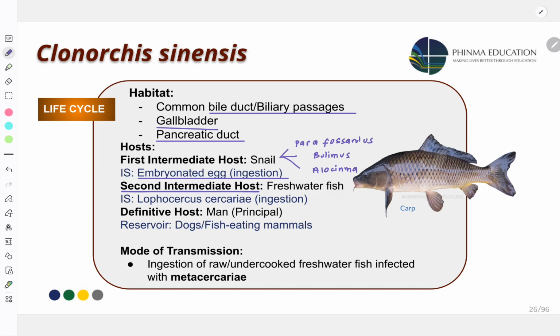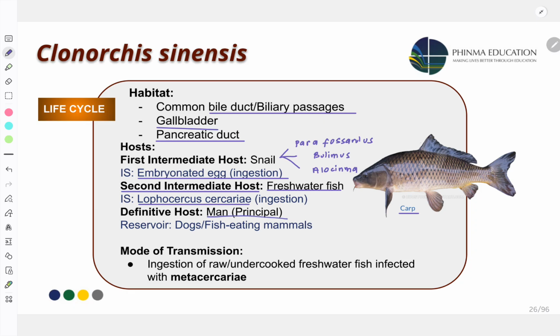So the infective stage for your second intermediate host, your freshwater fish, no? Like your carp, is your Lophocercus cercariae. Ngano siya gitawag nga Lophocercus? Diba, compared to the cercariae of your Schistosoma nga bifurcated ang tail. For your other trematodes, isa lang ang tail. But specifically ang gitawag nga Lophocercus cercariae ang sa Clonorchis sinensis is because murag fin siya. Kanang murag fin sa isda like this. No? So ing-ana ang cercariae of your Clonorchis sinensis.